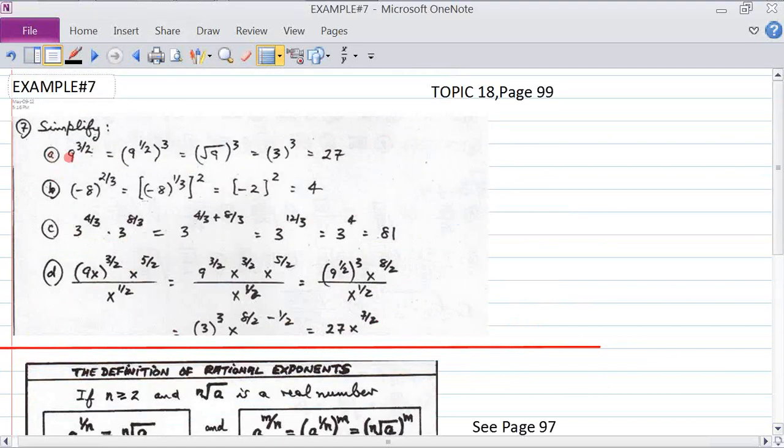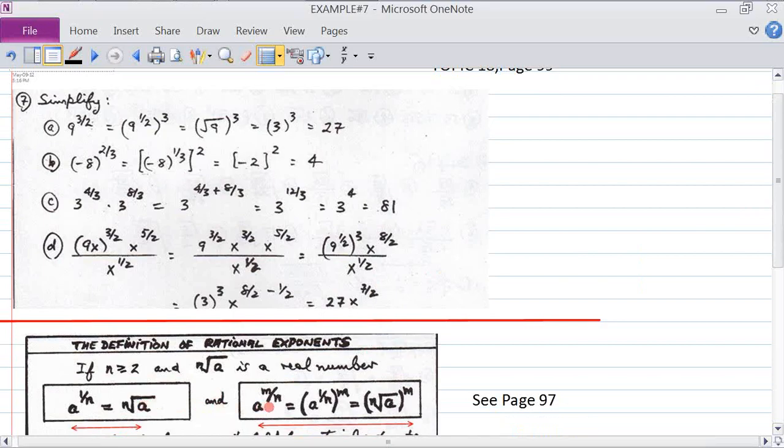So problem number A, I've got 9 to the 3 halves, and I can break this down into 9 to the 1 half times 3, because 3 times 1 half gives me 3 halves. Now the reason I do this is 9 to the 1 half is the square root of 9. The square root of 9 is 3, and then because of this 3, I've got 3 cubed, and I got 27. So essentially what we're doing is applying these rules here, moving from here to here.